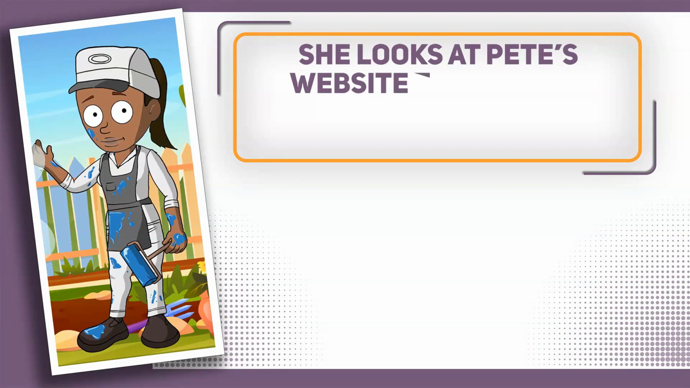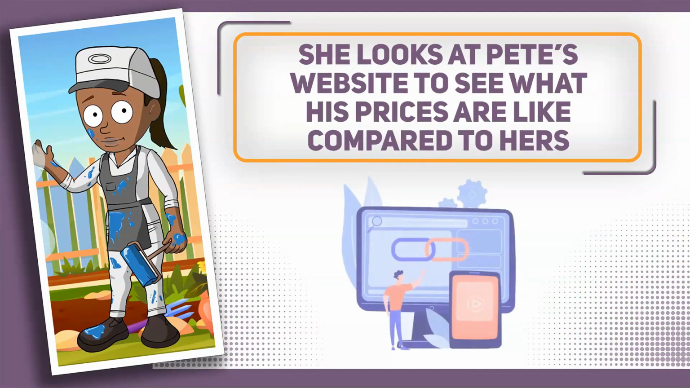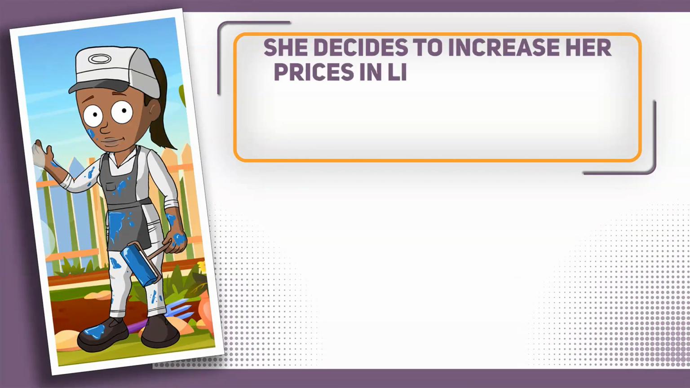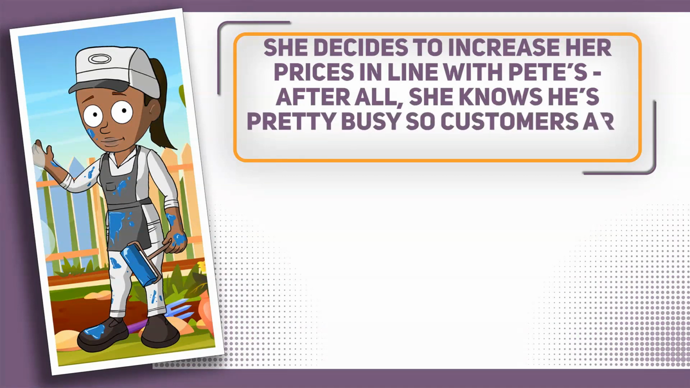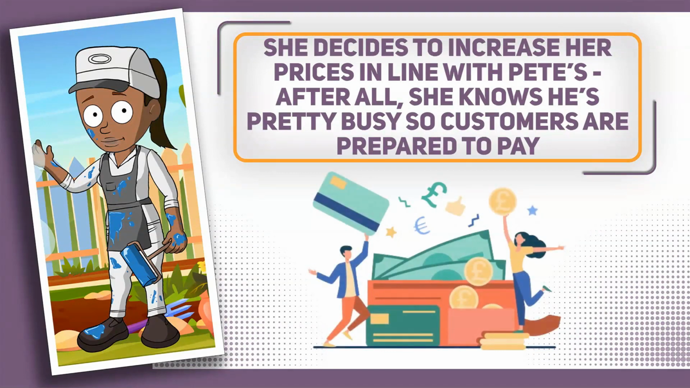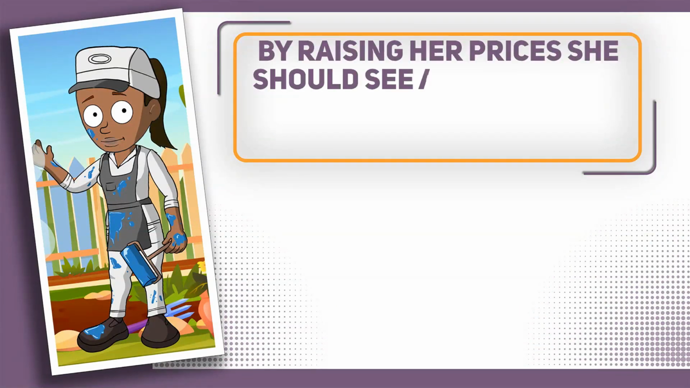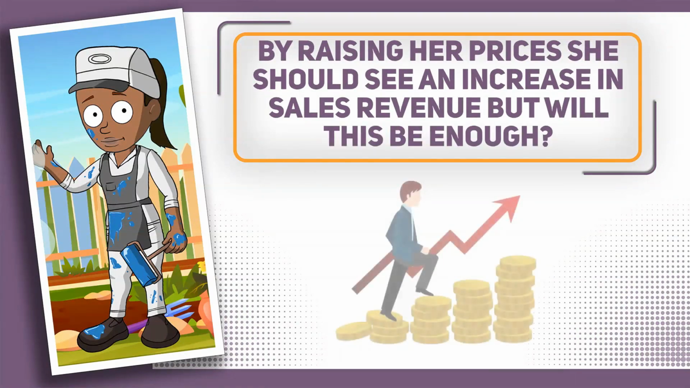First of all, she looks at Pete's website to see what the prices are like compared to hers. She notices that for the exact same services, his prices are generally higher. She decides to increase her prices in line with Pete's. After all, she knows he's pretty busy, so customers are prepared to pay these prices. She hopes that raising her prices in line with Pete's should improve her gross profit margin. By raising her prices, she should see an increase in sales revenue. But will this be enough?